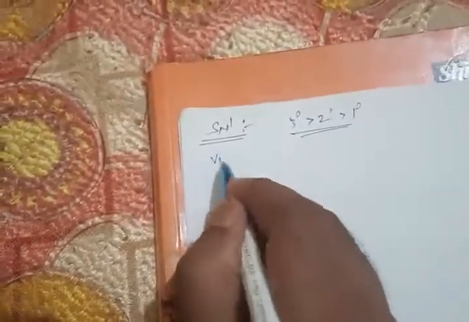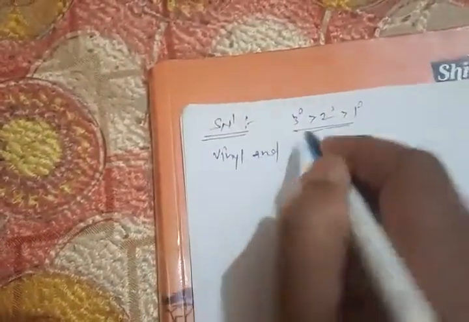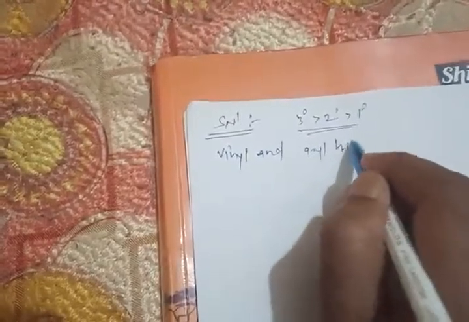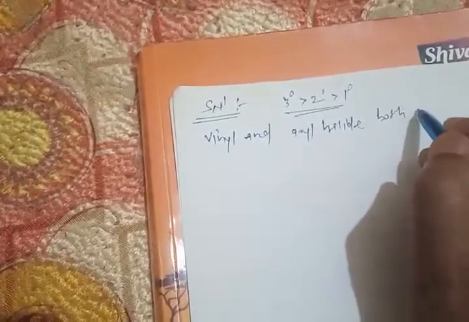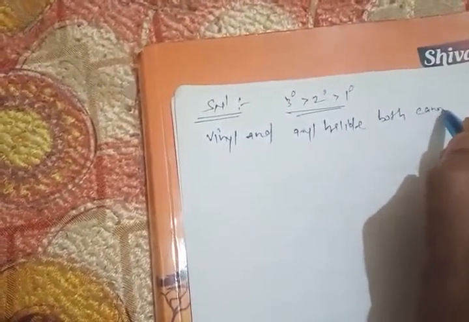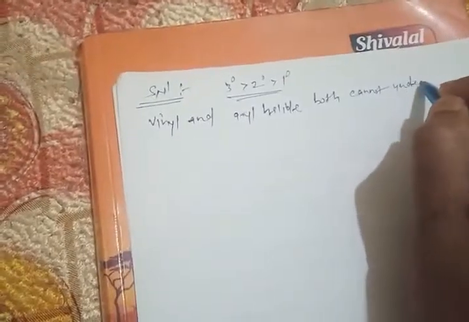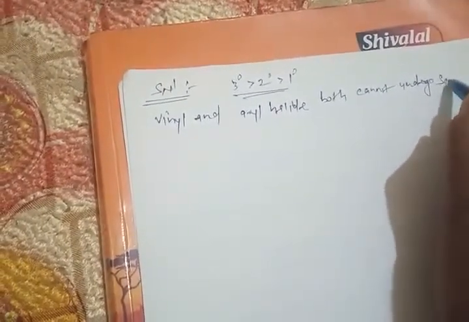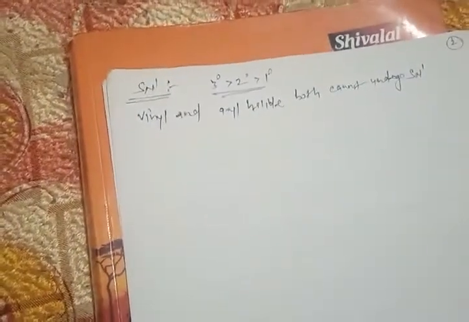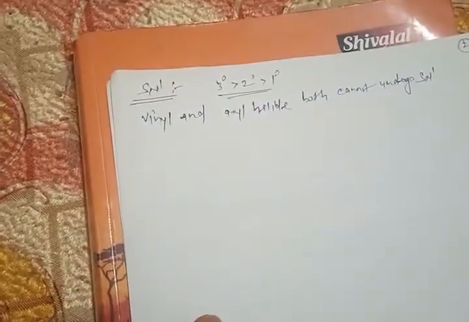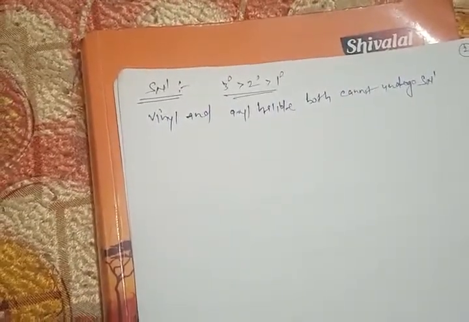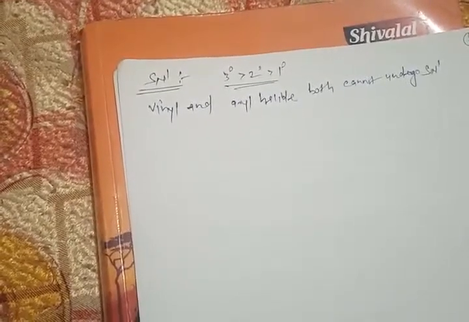Okay, so vinyl and aryl halide both cannot undergo SN1. And the reason is again, the carbocation which is produced is highly unstable compared to primary, secondary or tertiary carbocation. We all know that the tertiary carbocation is more stable.